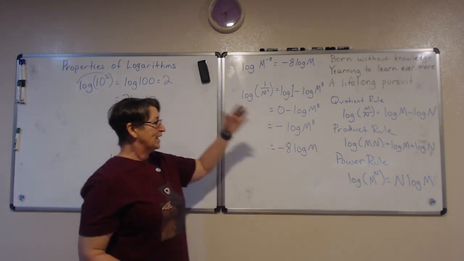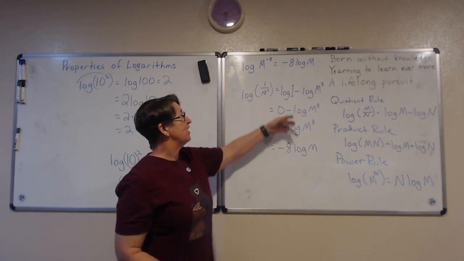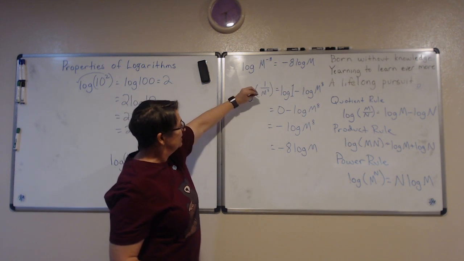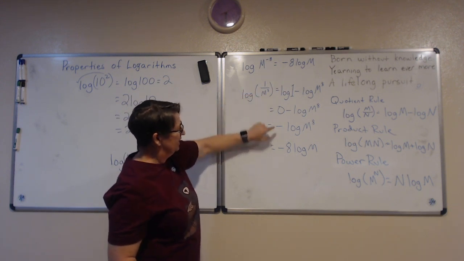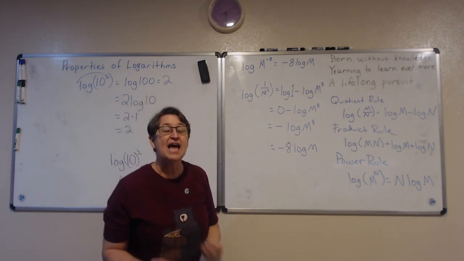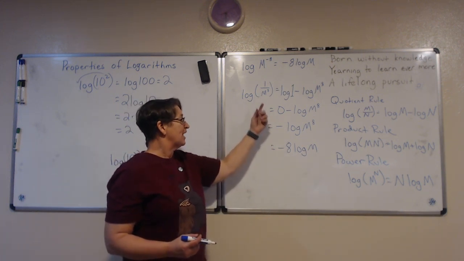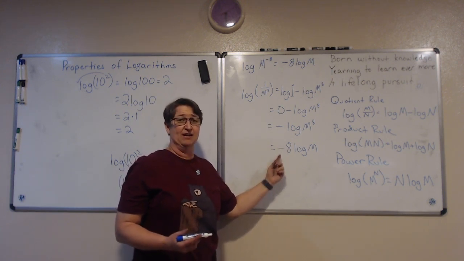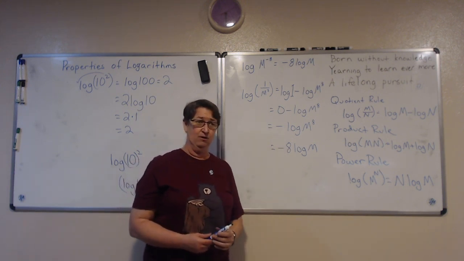So notice we ended up with the same thing that we did here. Anytime it's in the denominator, it's going to end up with a negative out front. When it's in the denominator, it's a negative exponent, so it makes sense that it's going to have a negative out front when it's in the denominator.